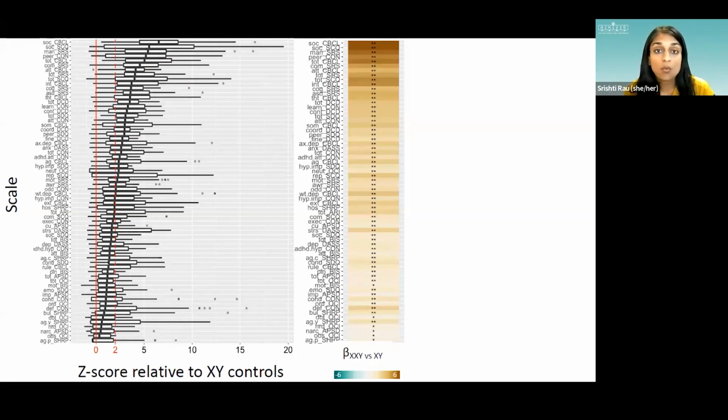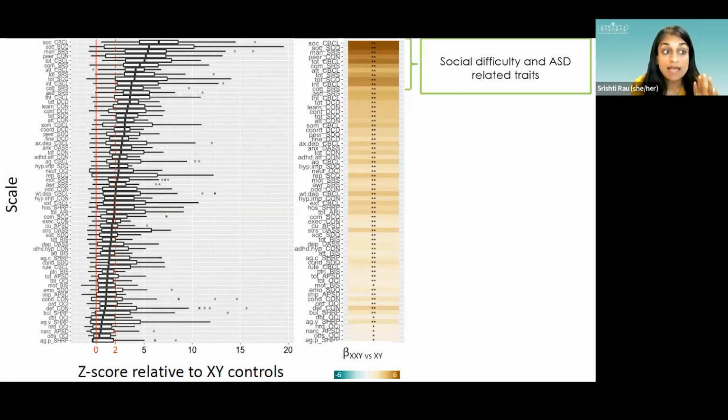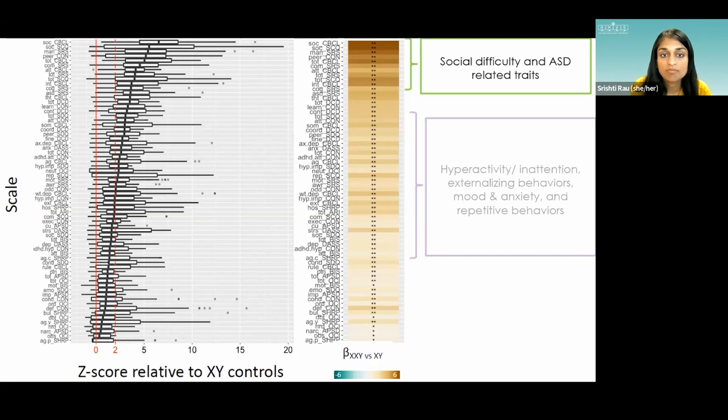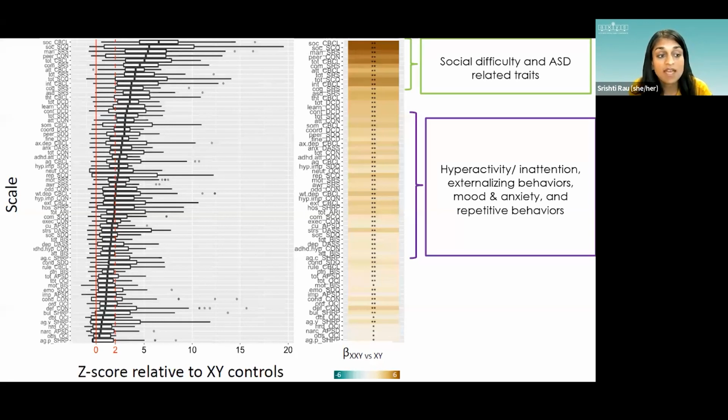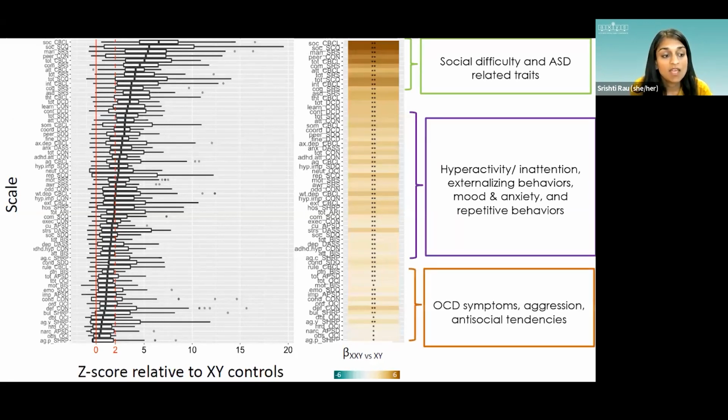So now when we look at which specific domains of psychopathology are more elevated in XYY compared to their control group, we see, as in Klinefelter's, the highest elevation is seen in social difficulties and autism traits. We see intermediate levels of elevations on hyperactivity, inattention, externalizing behaviors, mood and anxiety symptoms, and repetitive behaviors. And the smallest levels of elevations are observed in obsessive compulsive symptoms, aggression, and antisocial tendencies.